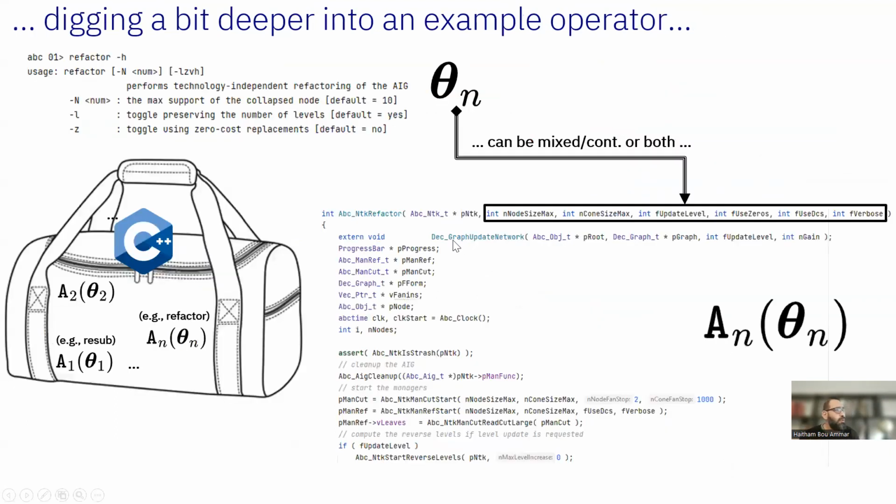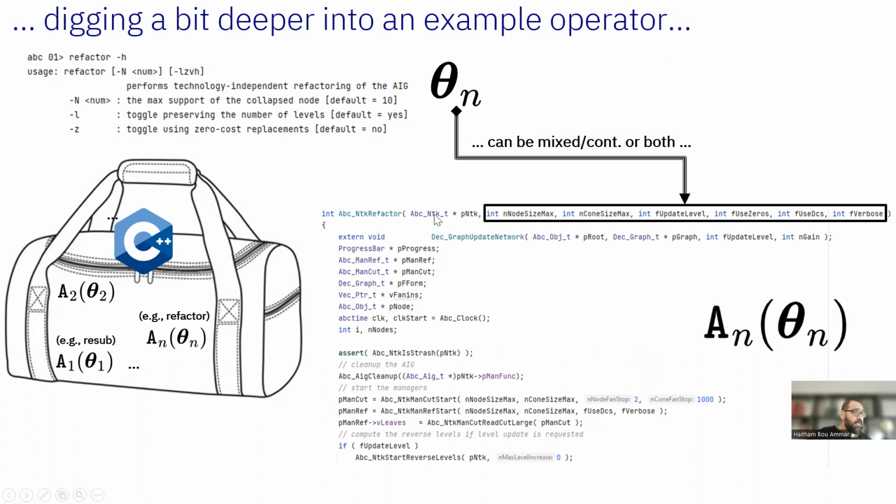So here I give you an example from an open source library called ABC of one of those operators. This is, for example, an NTK refactor operator. So this is an operator which will refactor nodes on the graph.